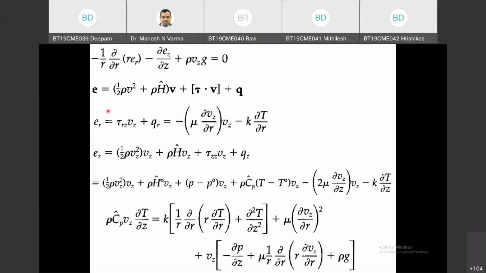This definition of ER, you got it? Yes, sir. Why is this zero for ER? Because there is no velocity in the R direction. Very good, very good. Okay, there is no velocity in the R direction, and this rho into h equals this. Already we have discussed it in the previous class. Yes, sir. Okay, so everything is clear. Now substitute this and try to rearrange and get this equation. Yes, sir, I'm doing it.